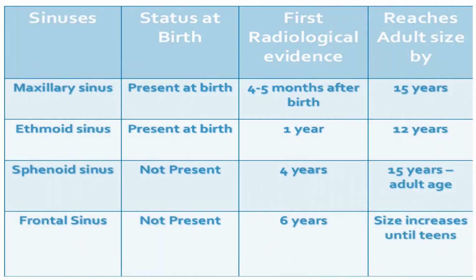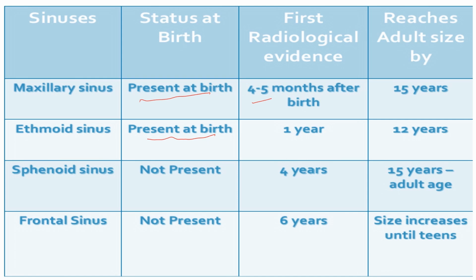Paranasal sinuses develop from the invagination of nasal mucosa into the lateral nasal wall. Maxillary and ethmoid sinuses develop within the intrauterine period, whereas the sphenoid and frontal sinuses develop after birth. So the maxillary sinus is present at birth, and the ethmoid can also be seen at birth, but they become radiologically evident on X-ray later.